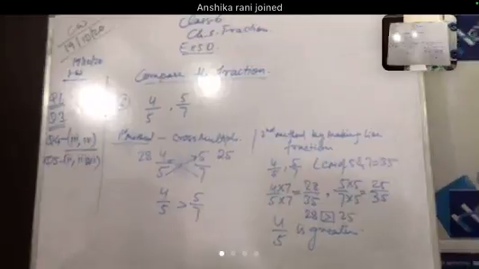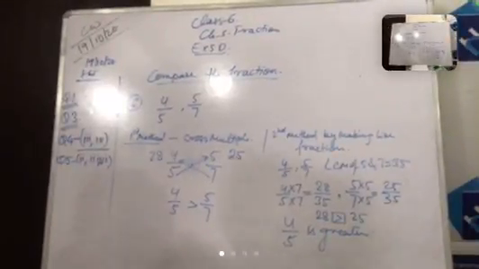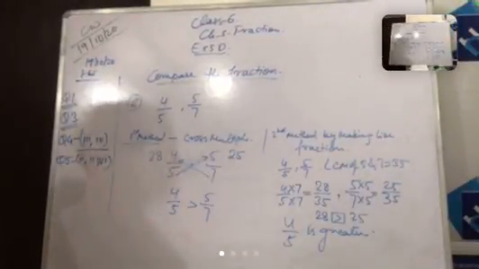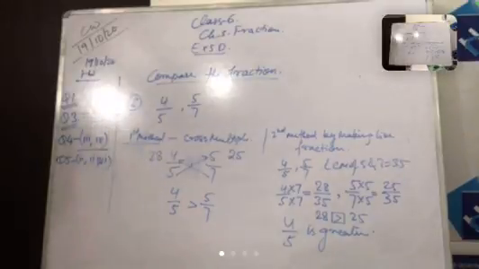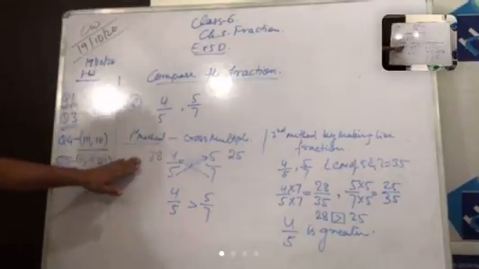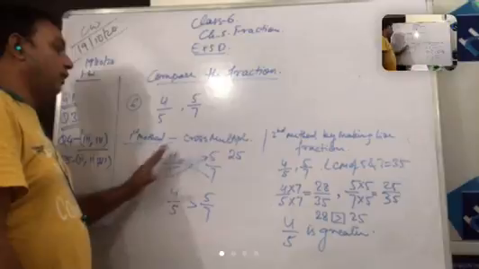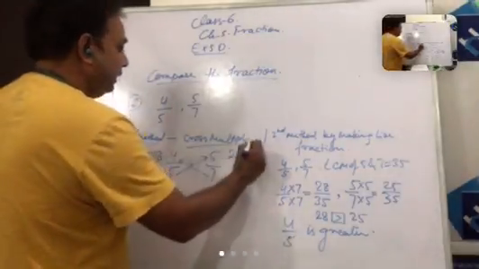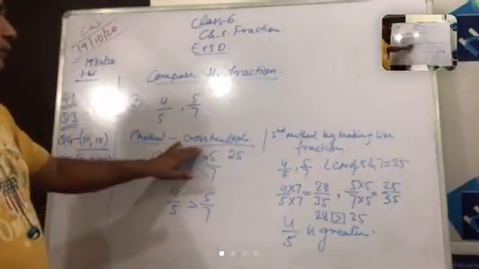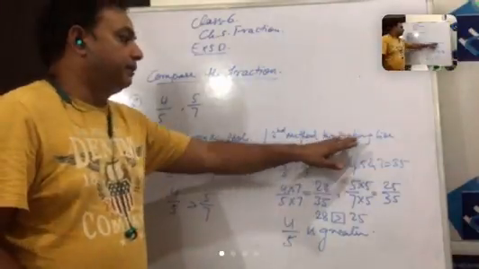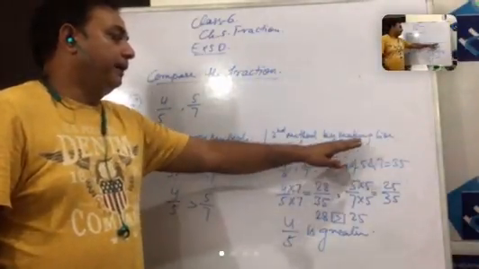Everyone must copy, please. There is a sixth question, number 6. There are two ways. The first method is cross multiplication, and the second method is by making like fractions.